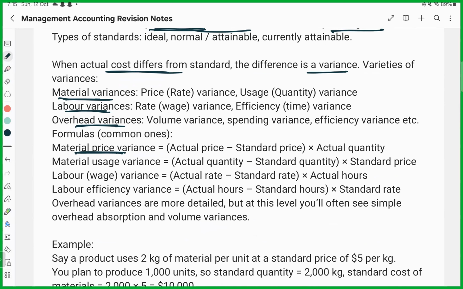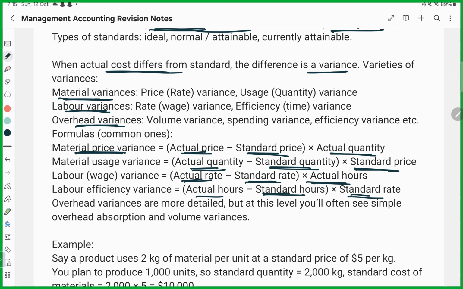So we saw that the variance can be of different types. What are the formulas for calculating the variances? To calculate the material price variance, we take the actual price, subtract the standard price from it, and multiply by the actual quantity. For material usage variance, the formula is actual quantity minus standard quantity, into standard price. For labor wage, it's actual rate minus standard rate, into actual hours. For labor efficiency, it's actual hours minus standard hours, into standard rate.